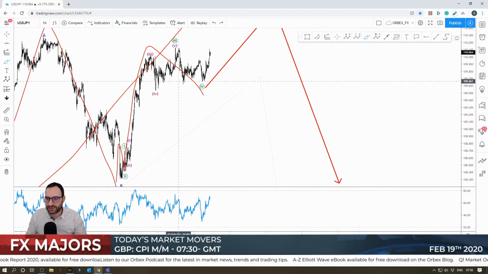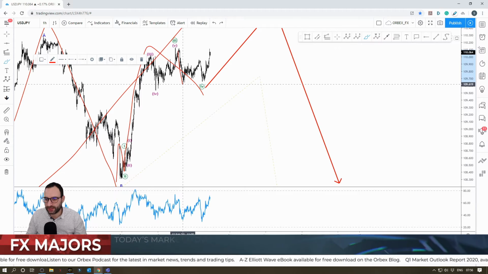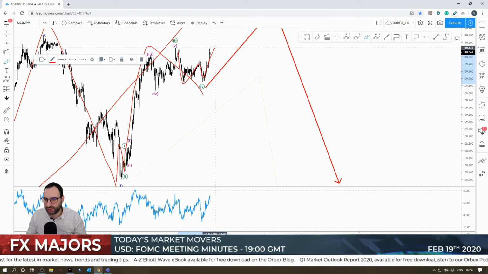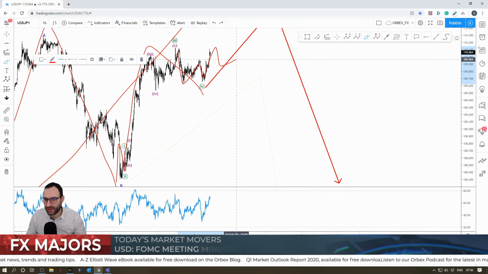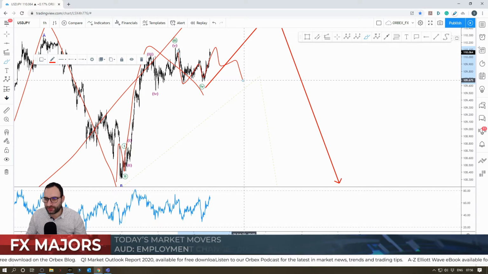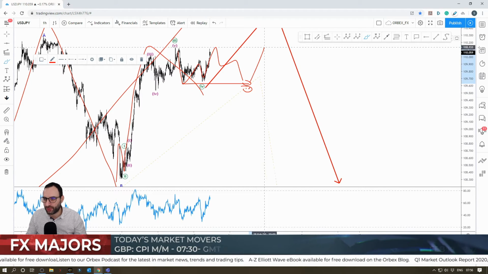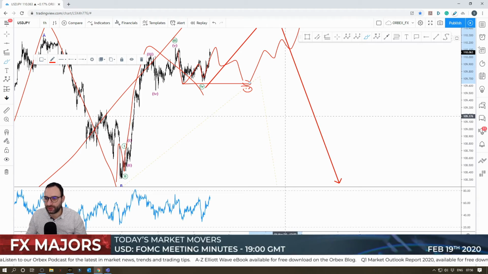Now, with that being said, we could see this as an A. This could be a B, and then we could have a C in order, of course, to take out this previous low. And that would be wave 4 over here. And from there, we should be looking for a nice impulse.